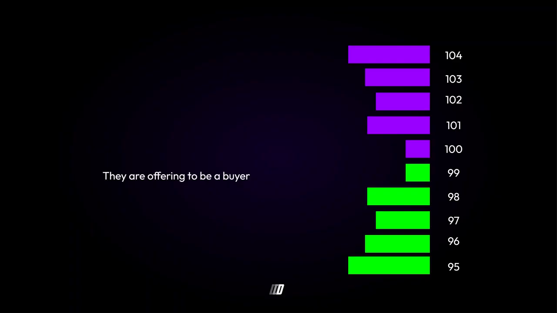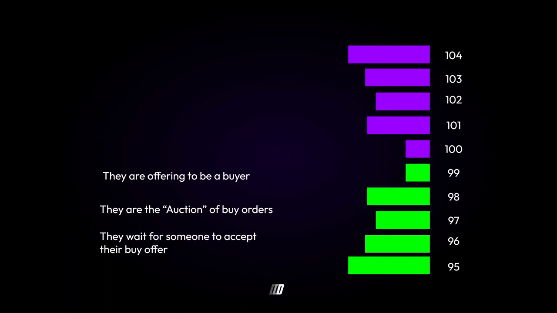Below here, same thing, you have buy limits, passive buyers, also known as the bids. And they're offering to be a buyer, okay? They are the auction of buy paintings. And they wait for someone to accept their buy offer. Okay, so they're just waiting.